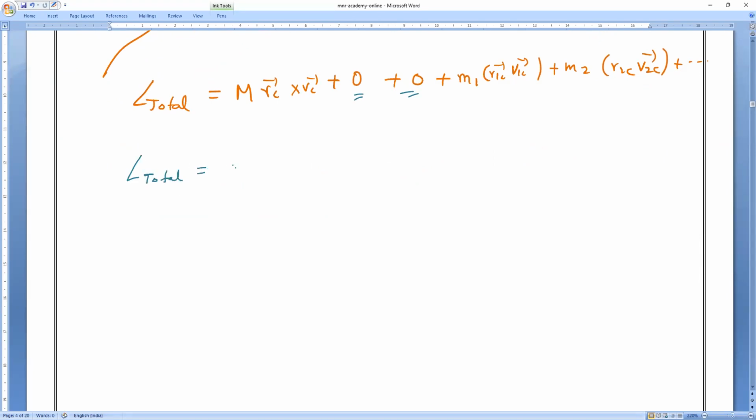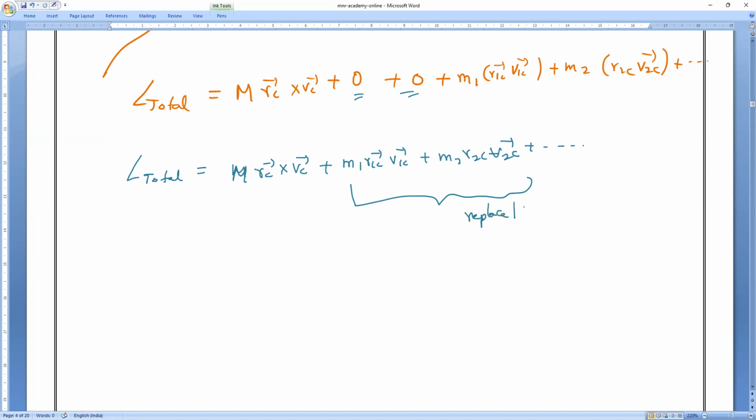Angular momentum total is equal to capital M into RC into VC plus this whole term, I will write it like this: M1 R1C V1C plus M2 R2C V2C and so on. So this entire term I will replace. How will it be replaced, you can notice it, everybody. So we all people know that.